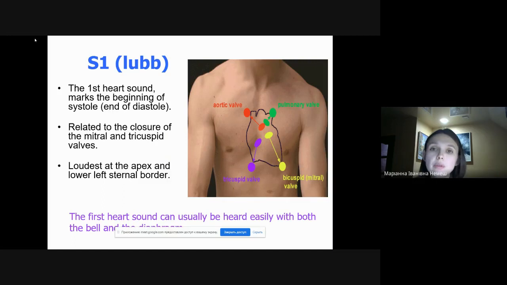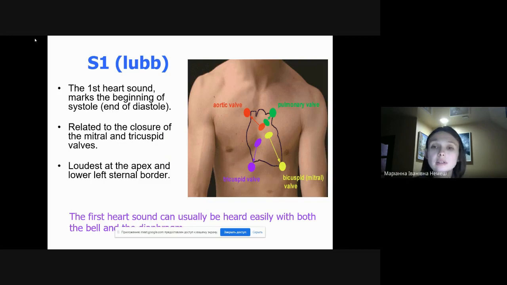For the bicuspid valve, it will be the fifth intercostal space on the midclavicular line on the left side. For the tricuspid valve, the best place for hearing will be the fifth intercostal space on the right sternal border. Besides that, there is Erb's point. It's a point for the best hearing of the S1, S2, and S3 sounds. It is located in the third intercostal space on the left sternal border.